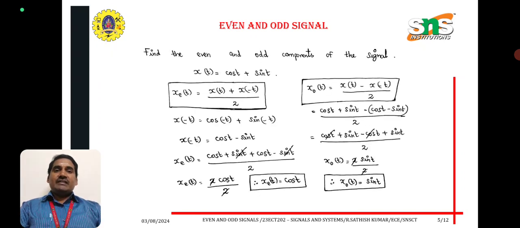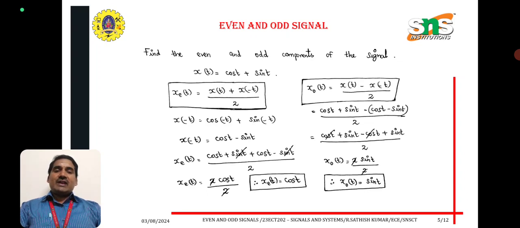Now, find the even and odd components of the signal for the given sum, x of t is equal to cos t plus sin t. X even of t is equal to x of t plus x of minus t by 2. Therefore, x of t is already given. X of minus t is nothing but cos of minus t, which is cos t, and sin of minus t, which is minus sin t.